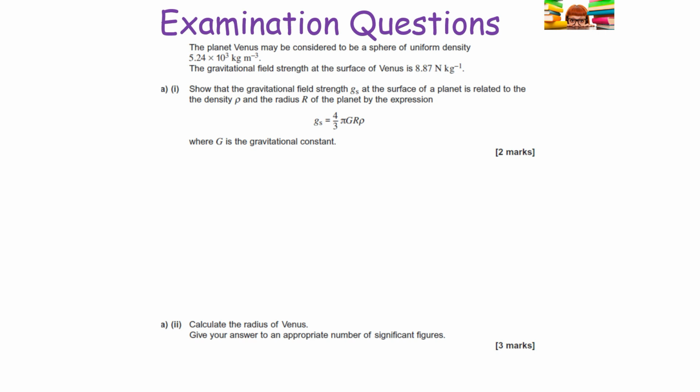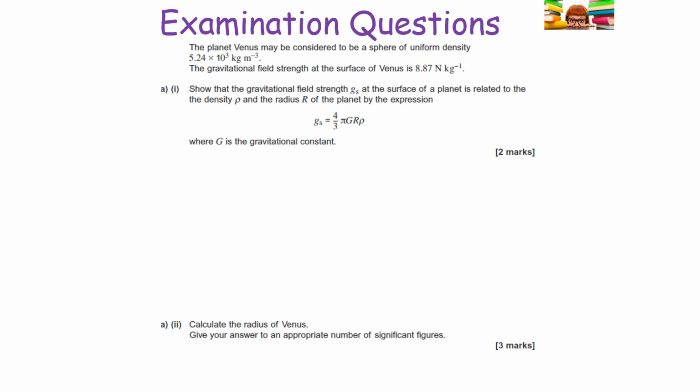Right, so how can you work this one out? Well, the first trick for me is that you're given density and you've got 4 over 3 pi. So it's going to involve the equation that density is equal to mass over volume, because you know the volume of a sphere is 4 over 3 pi r cubed.